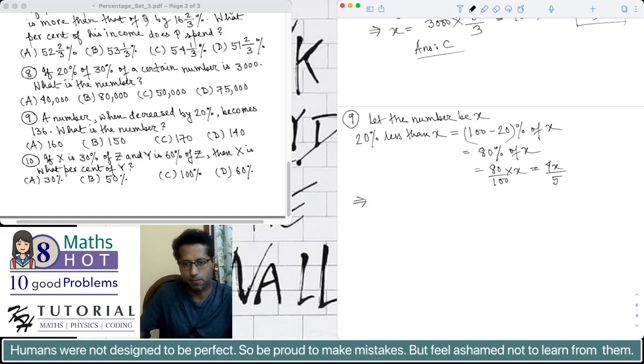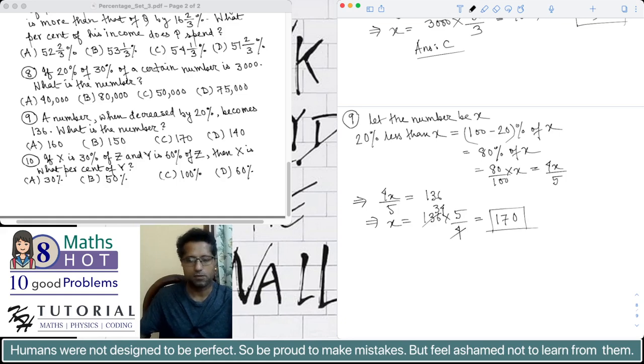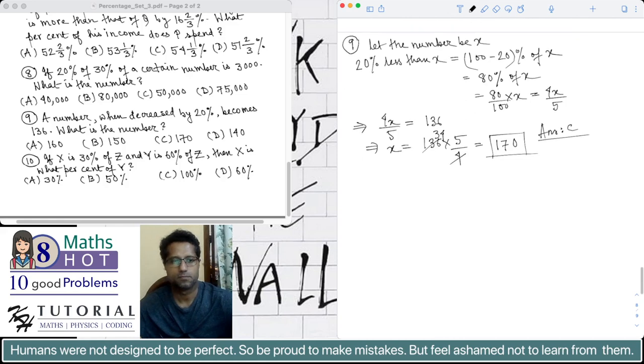So as per the problem statement, we can say that 4x by 5 is equal to 136. So this implies x is equal to 136 multiplied by 5 by 4, and 4 cancels 136 with 34, and this is equal to 170. So the number is 170, and hence the correct choice is C. C is the correct choice. Okay, let's do problem number 10.